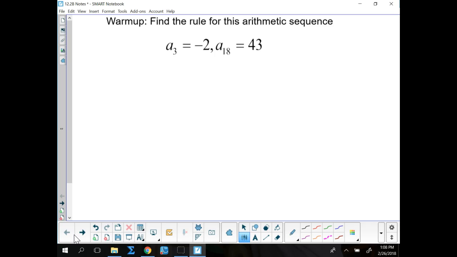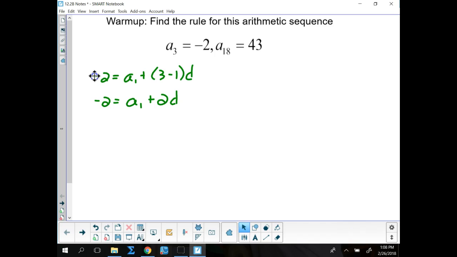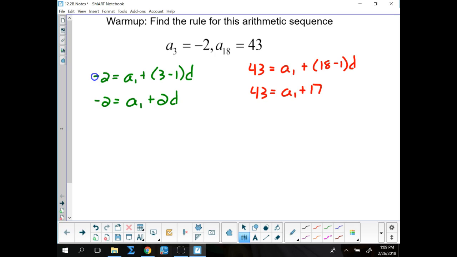So, first one. -2 is going to equal my first term plus 3 minus 1 times d. So that's going to be -2 is going to be my first term plus 2d's. Other one. 43 is going to be my first term plus 18 minus 1 times d. So that's going to be 43 equals a sub 1 plus 17d.